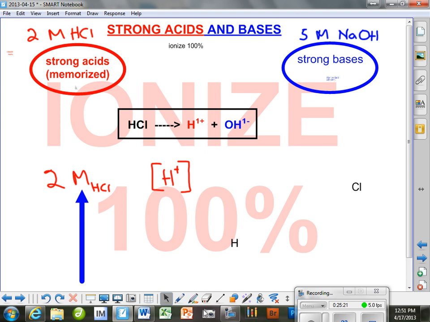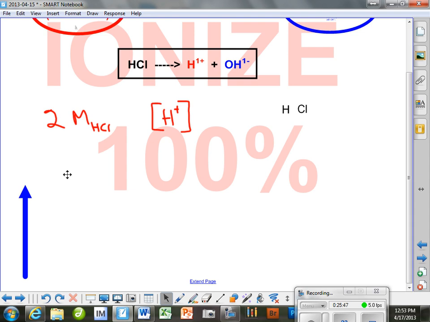As we look at what we have then, what is the molarity of hydrogen ion? When I bubble this into water, what's my hydrogen ion concentration? It's 2. The molarity is the concentration. Molarity, remember, is moles over liters. If you've forgotten that, write it down. You need to know that.